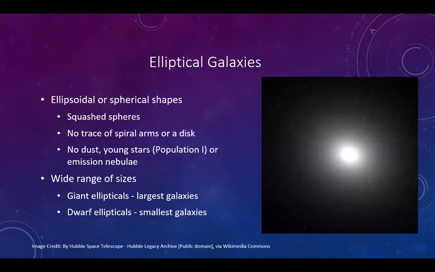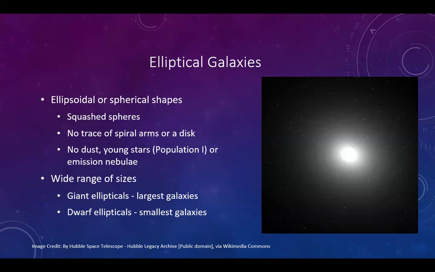Elliptical galaxies are round, they're ellipsoidal, but they're ball shaped. They're spheres or squashed spheres. They have no trace of spiral arms or a disk. They have no particular dust or young stars or emission nebulae. They tend to be old stars. They have a wide range of sizes.